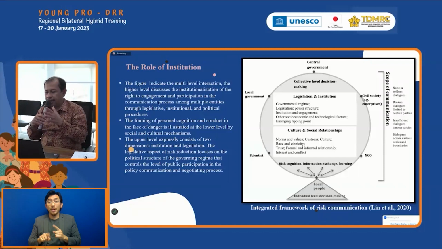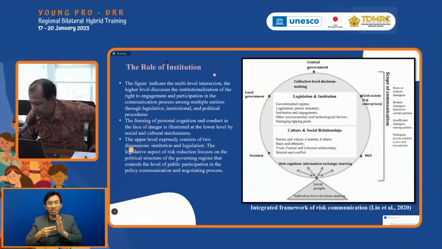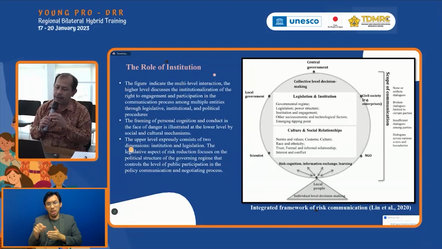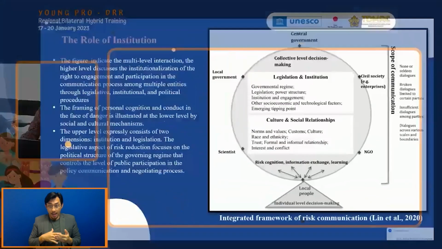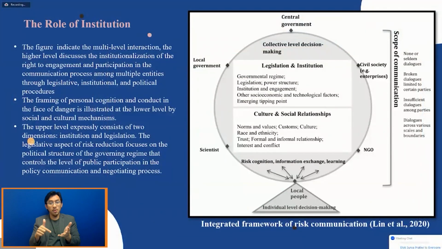And also this, I think, some definition or some information you can also read. You can find it in many other resources nowadays from the internet. But what I want to send to you or explain here is the integrated framework of risk communication also involving local people, scientists, NGOs, local government, civil society, and also central government.